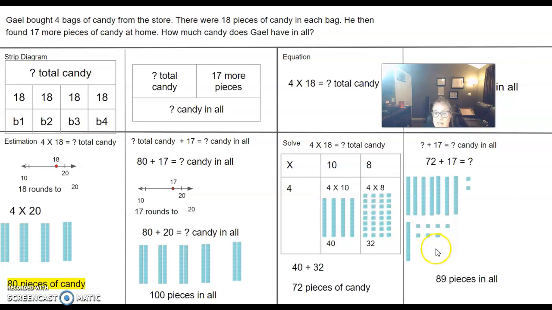Now remember, the last thing I'm going to do is check my answer to make sure it's reasonable. So I had said that it was 89 pieces in all, and my estimate was 100 pieces. You know what? 89 and 100 are really close together, so I know my answer is reasonable.